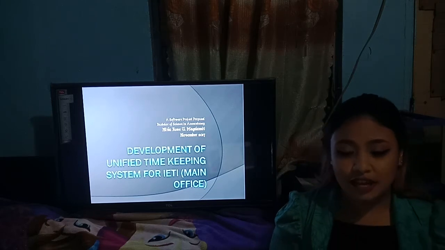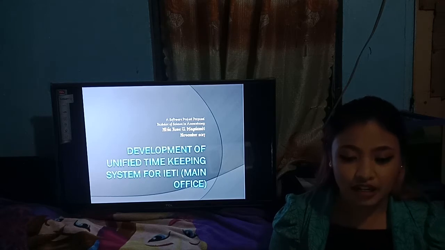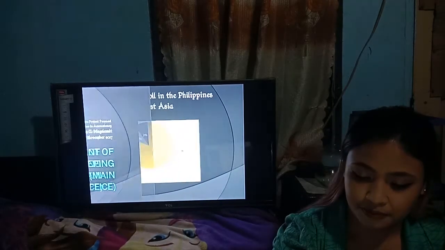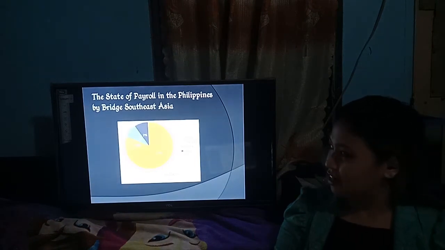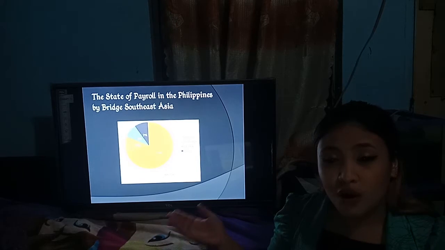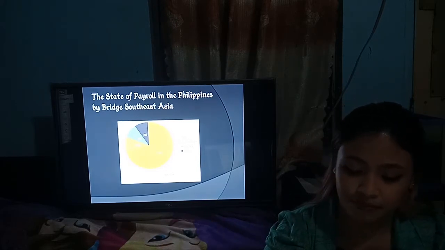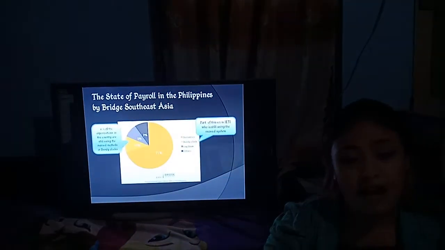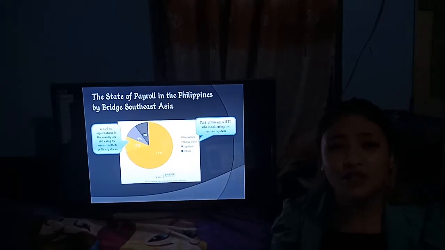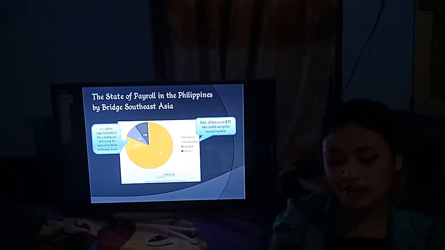In connection with these different types of timekeeping system, there's a study conducted by Southbridge Asia regarding the payroll in the Philippines. According to their study, 11% are still using the manual system method. And part of this 11% is IETI because they are still using a bundy clock.